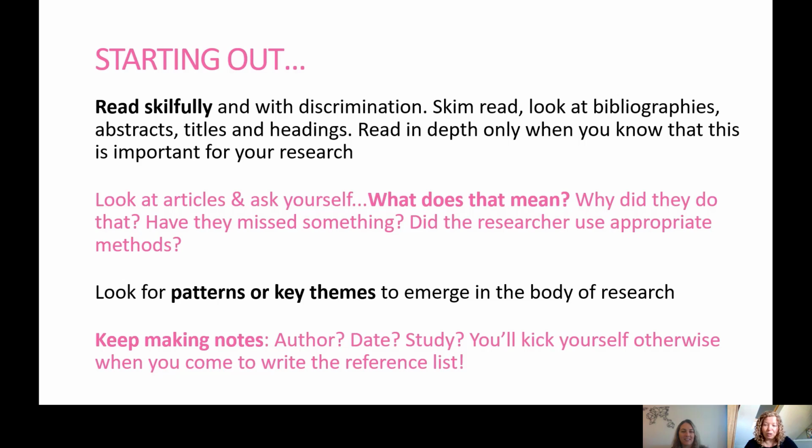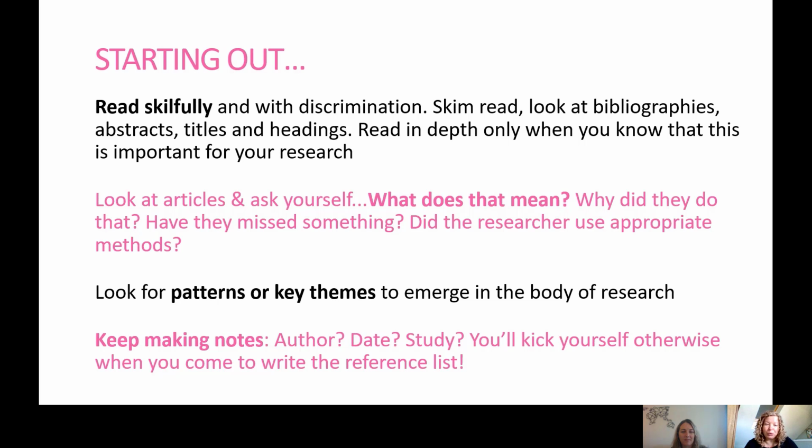So when you first start to look at a journal article or a piece of literature, skim read. Look at the bibliographies and the reference lists. Look at the abstracts, the titles and the headings. What are they telling you? Are they giving you information about your key search terms? Do you think from reading the abstract, for example, that it's going to be a paper that's helpful for you to find out more information? And then read in depth when you know that the information is going to be important for your research.